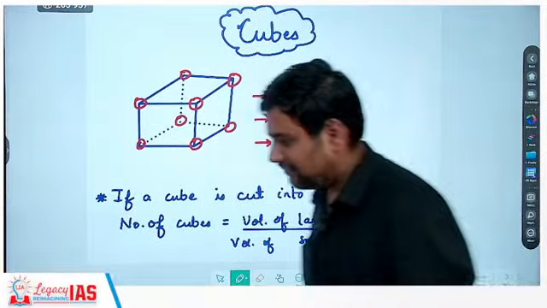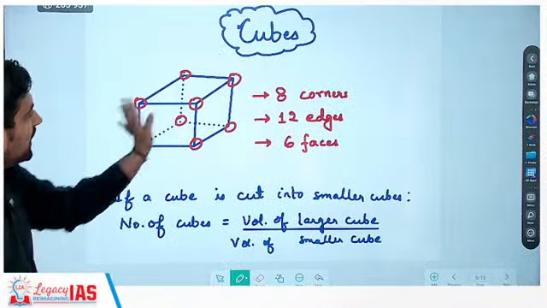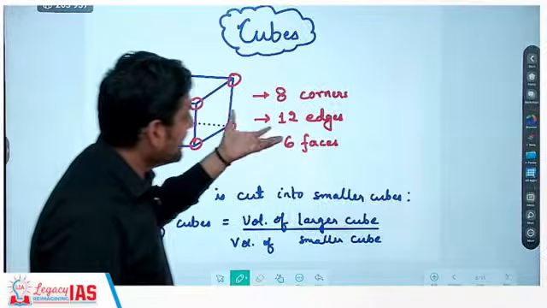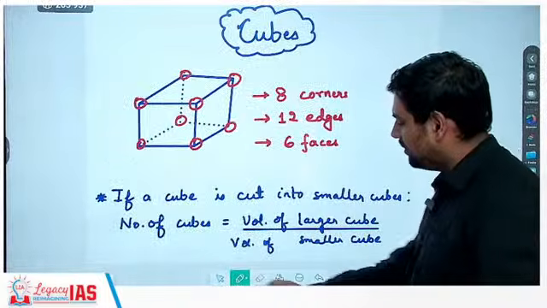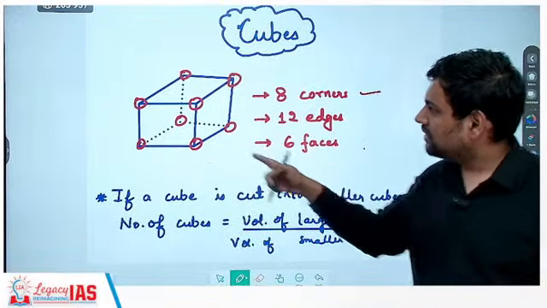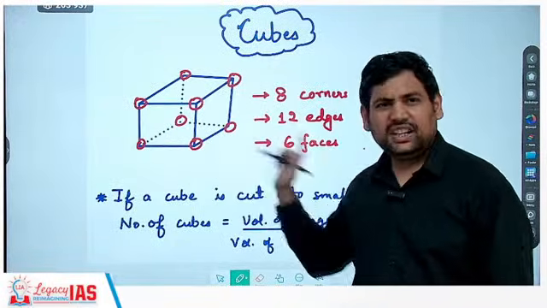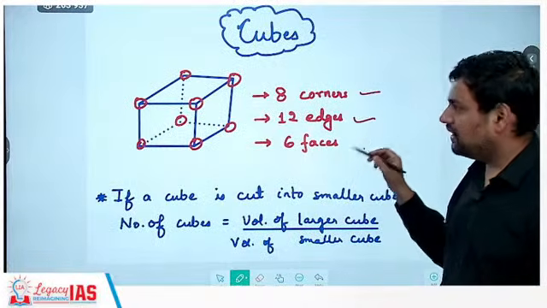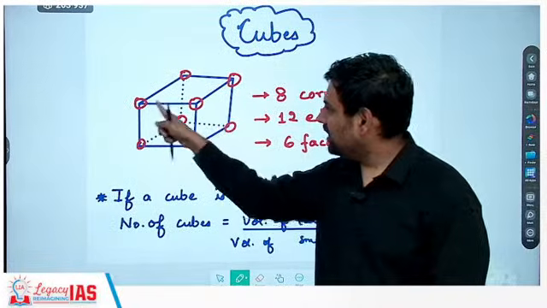Okay, now as you can see, this is your beautiful cube. So basically there are certain terms that you must know. First, it has 8 corners. As you can see, there are 8 corners like this. Then it has 12 edges. What are edges? Edges are these lines.